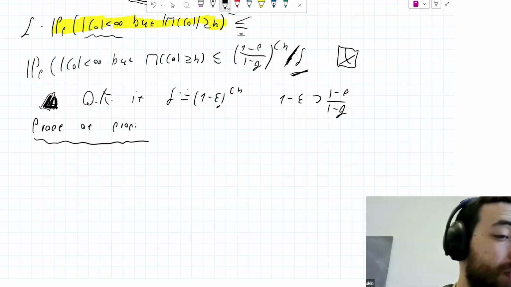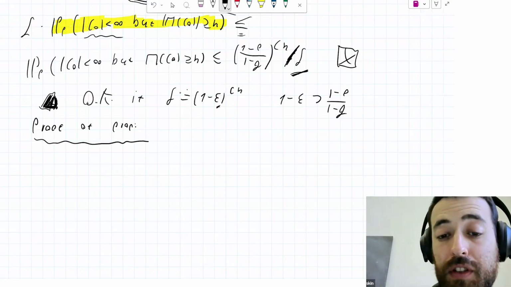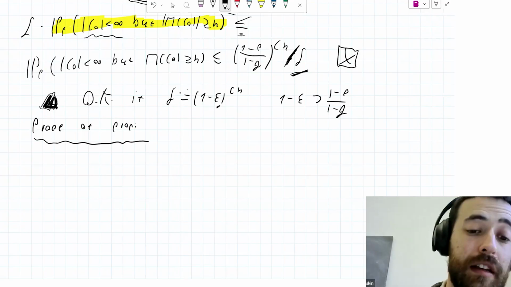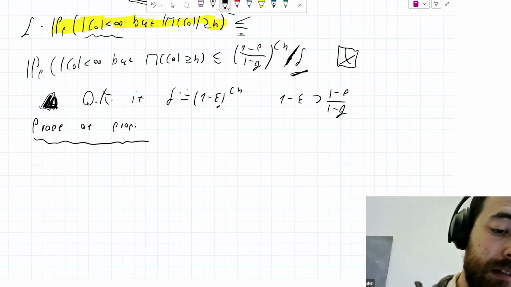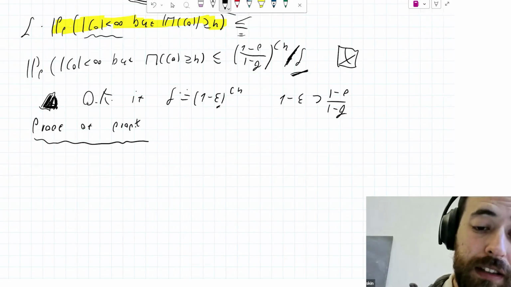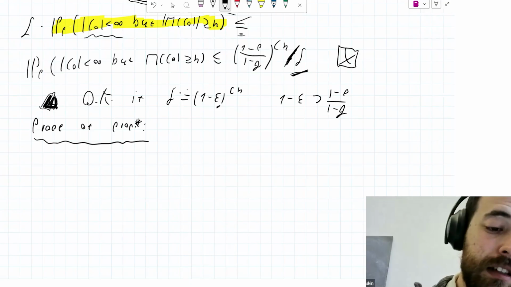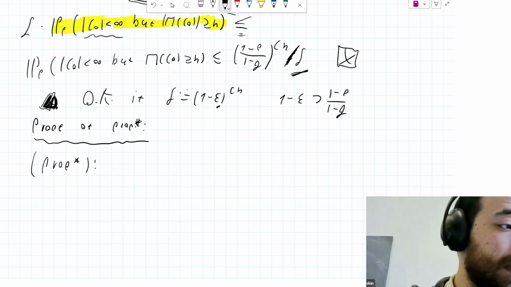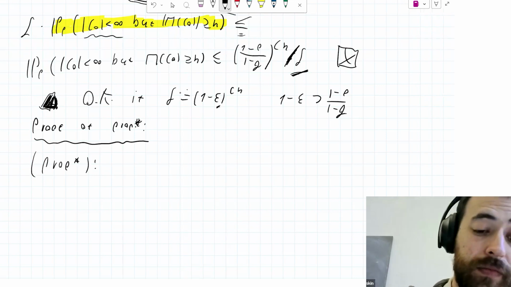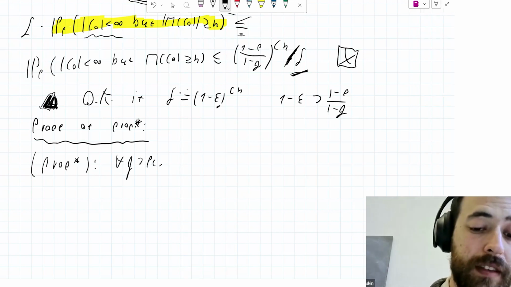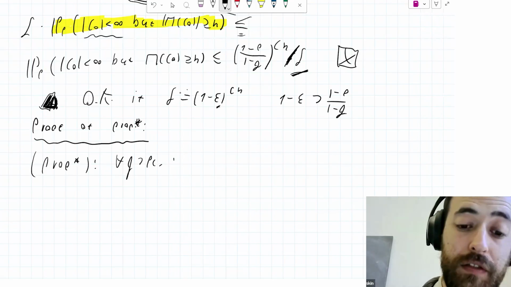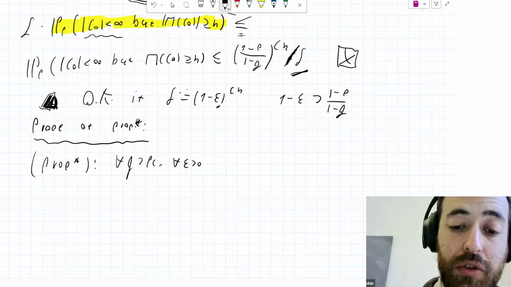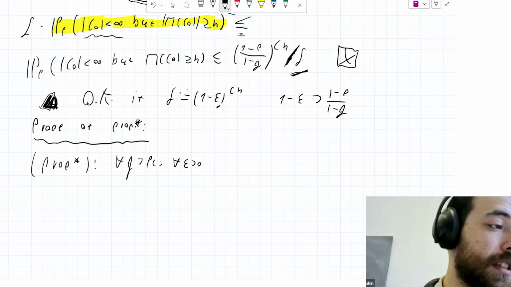Okay, so proposition star would be the same thing, but with just, let me write it, proof of proposition star. Proposition star would be that for every Q which is supercritical, and for every epsilon, I'm not allowed to choose my epsilon. Epsilon is given to me.